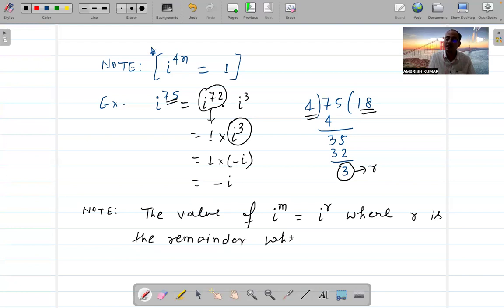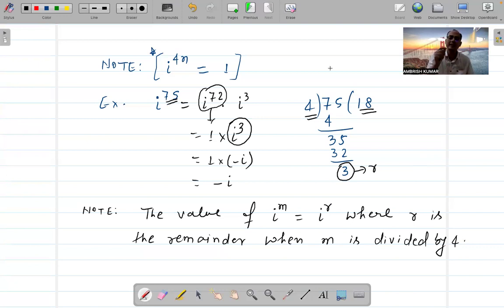When m is divided by 4. Okay. So now we can deal with any power of i. Now the question is, what will happen with the imaginary power?